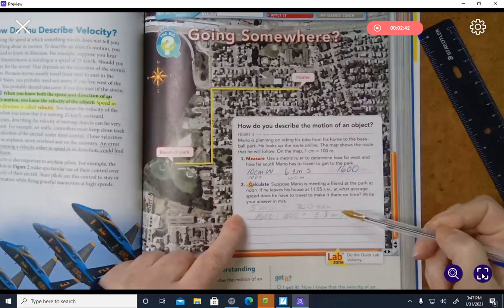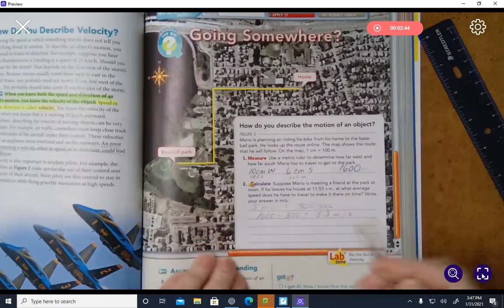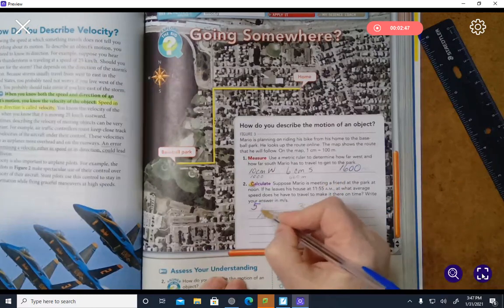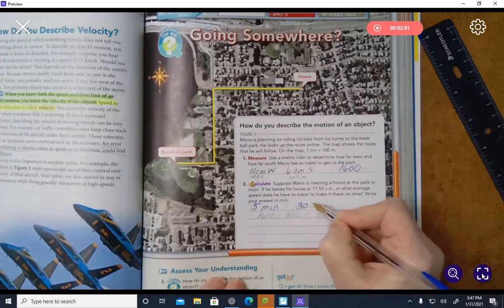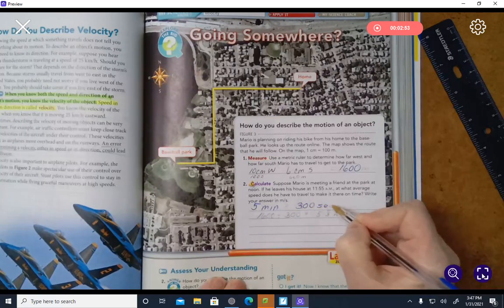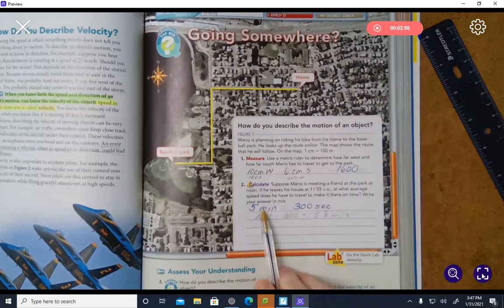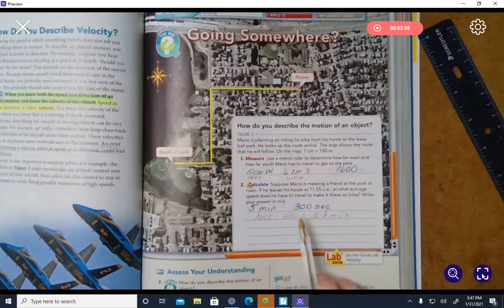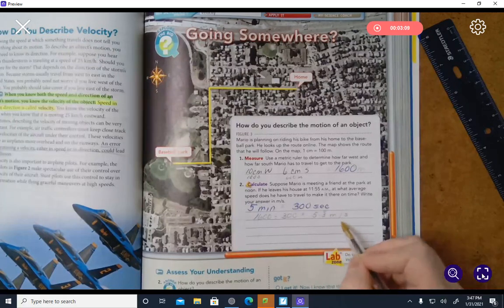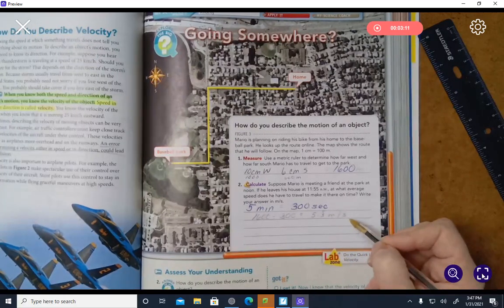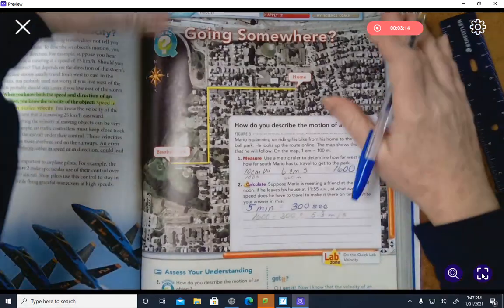So when I calculated here, this was really a little bit tricky. He has 5 minutes to travel, which converts to 300 seconds. I misspoke there. So what I did was I took the total number of meters divided by seconds, and he would have to travel 5 meters per second on his bicycle, which would be relatively easy.